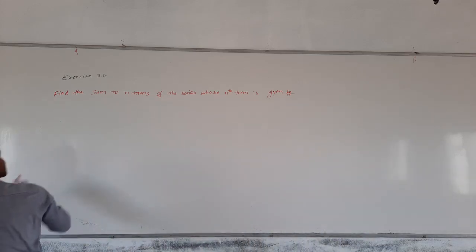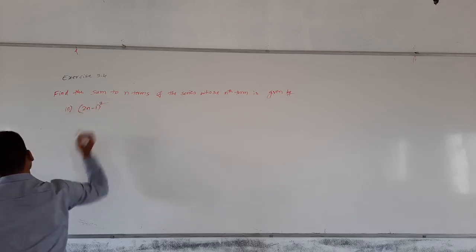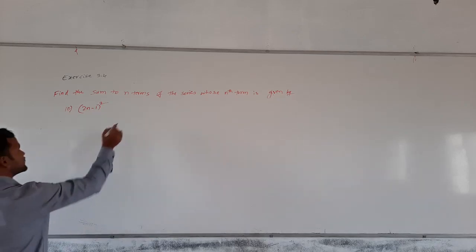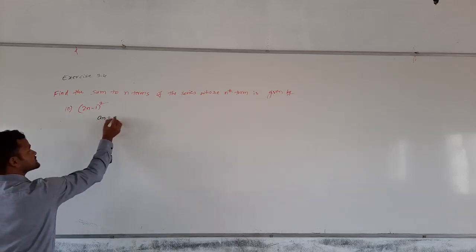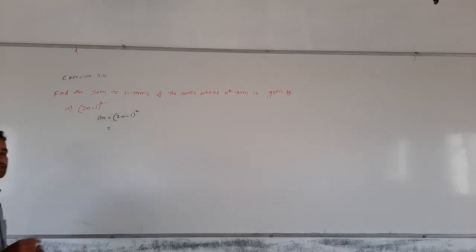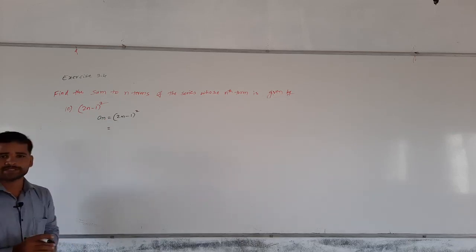Problem number 10, given that an is equal to (2n minus 1) whole square. Directly we can't take the summation here, that's why you expand this. It is in the form (a minus b) whole square.